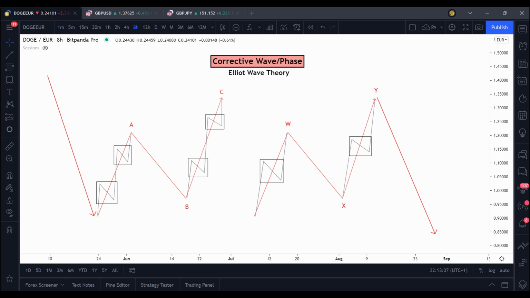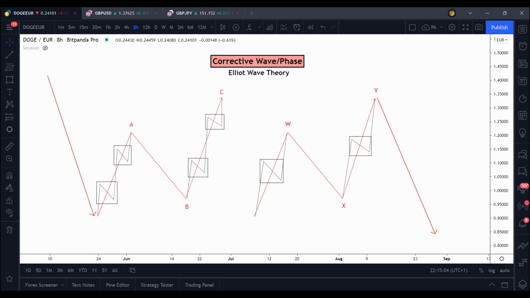For today, we're only going to be discussing simple corrections, which come in the form of A, B, C and W, X, Y. In this particular scenario which I have drawn up in front of you, the main market trend is bearish, we get a correction and then we continue bearish again. This is the ideology here.